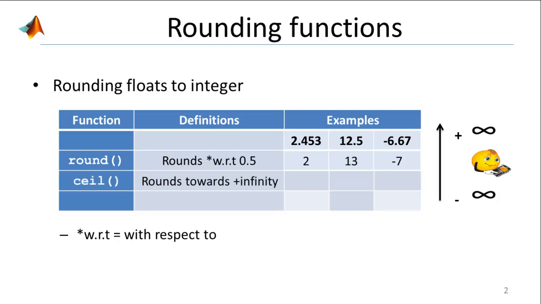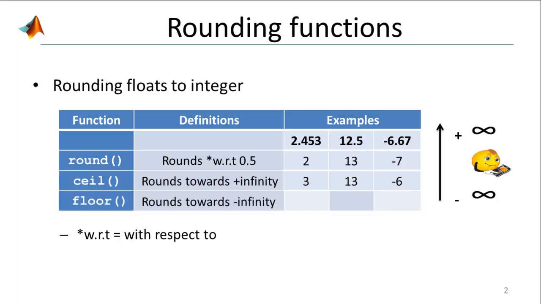The next one is ceil. This one rounds towards the ceiling, so towards plus infinity. In this case, all numbers would be going upward. So 2.4 would become 3, 12.5 would become 13, and negative 6.67 would become negative 6.